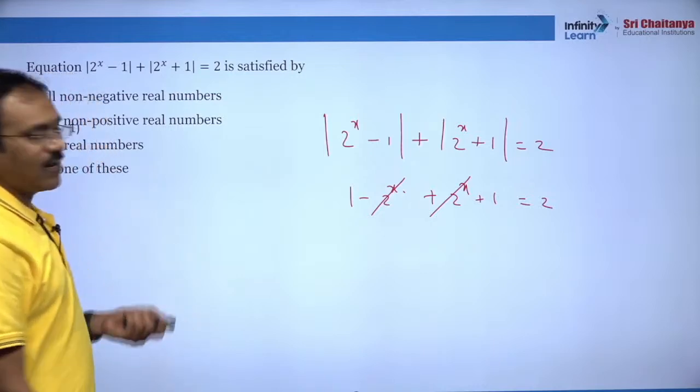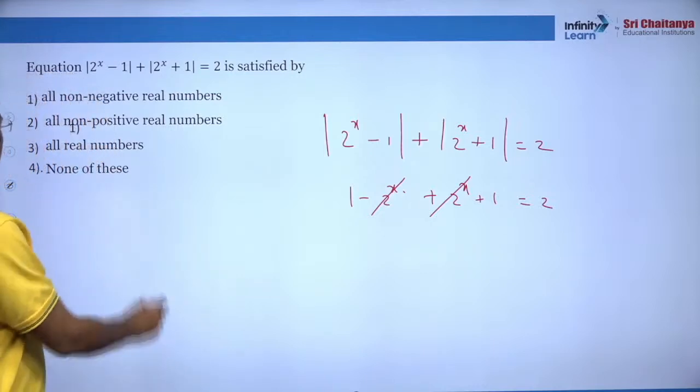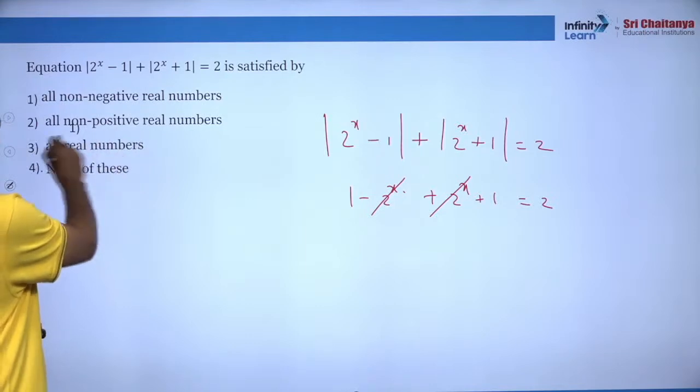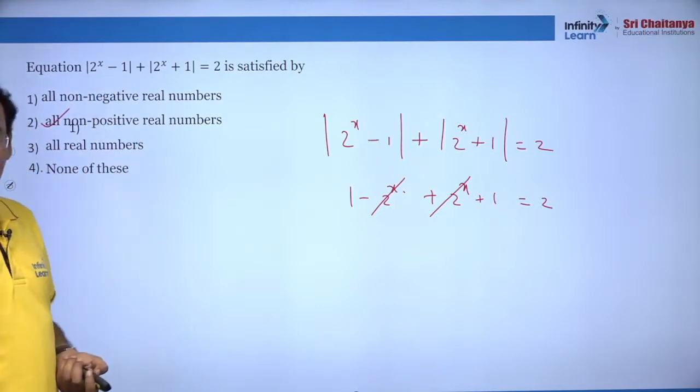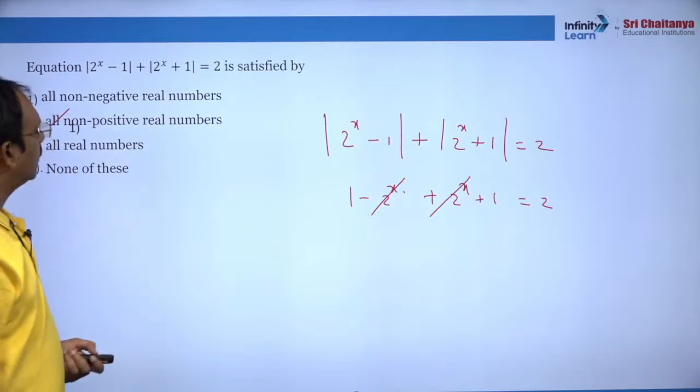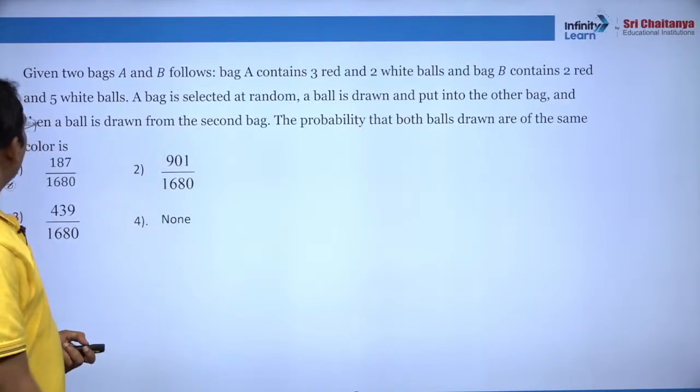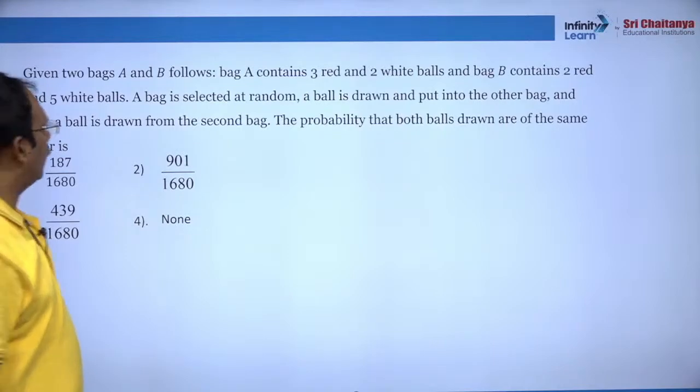So the equation will have infinitely many solutions. It will be true for all non-positive real numbers, it is correct for 0 as well as negatives. Next, friends, given 2 bags A, B as follows.